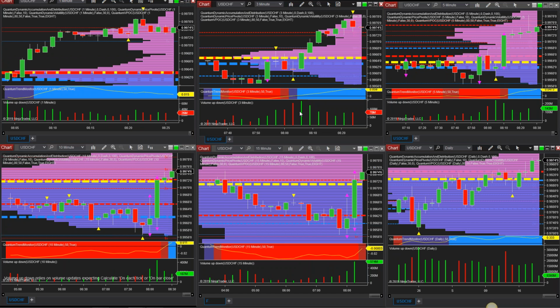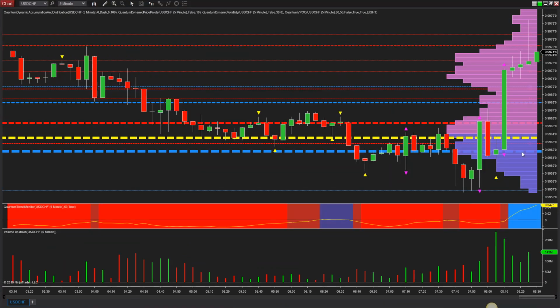What was the other one? Pound yen, wasn't it? I think the pound yen was moving. Let's just have a quick look at the pound yen. Let's just go and look at the 5 minute there. That's pound Aussie. Big wick to the upper body there. You know, it's not looking great for that particular move.